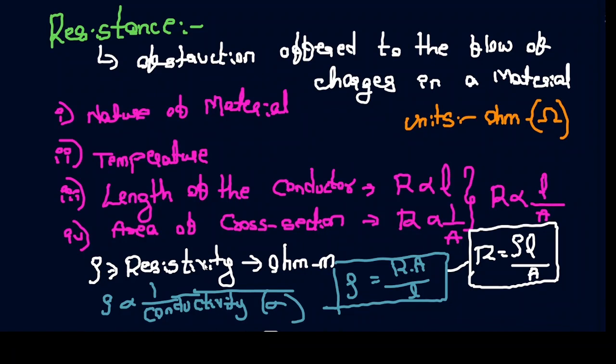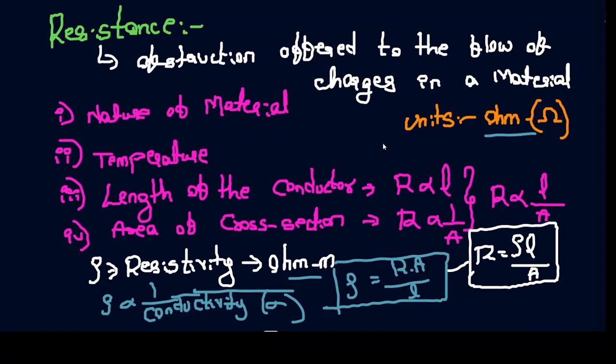Right. Now, resistivity gives the information about how much resistance the given material shows per unit length and per unit cross section. Resistance depends on nature and temperature also, but resistivity only depends on length and area. Got it? And one more thing: the unit of resistivity is ohm meter, while the unit of resistance is ohm.